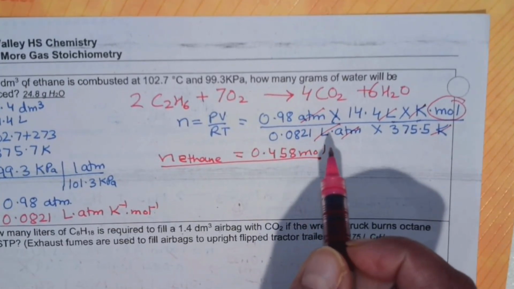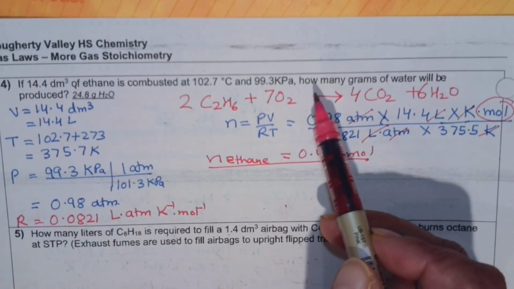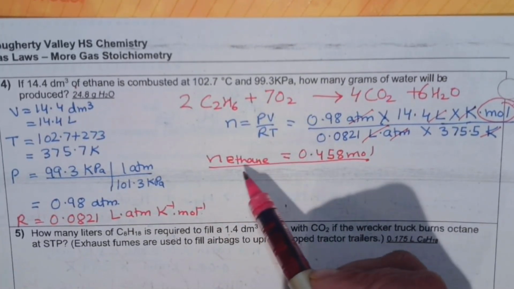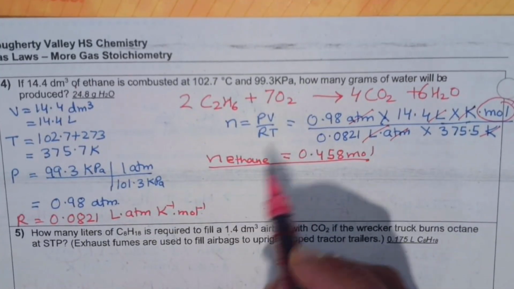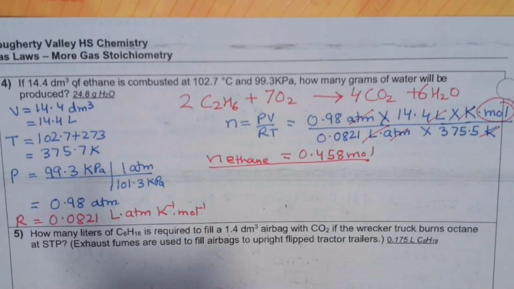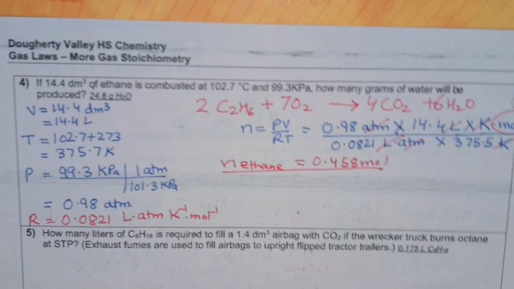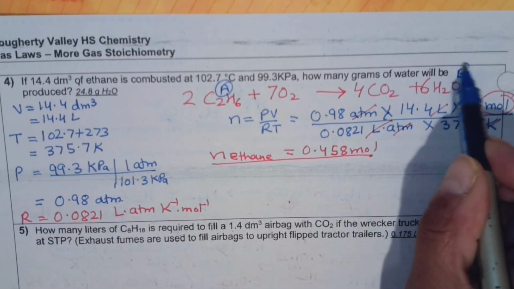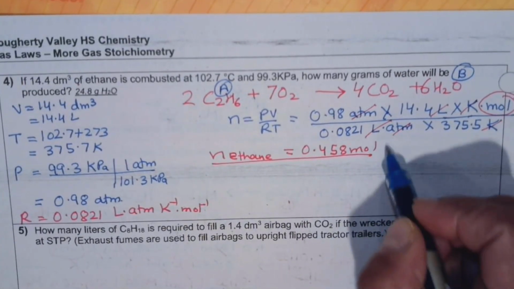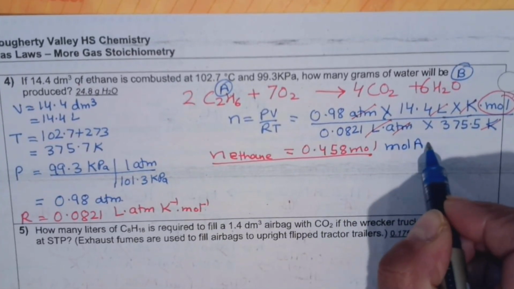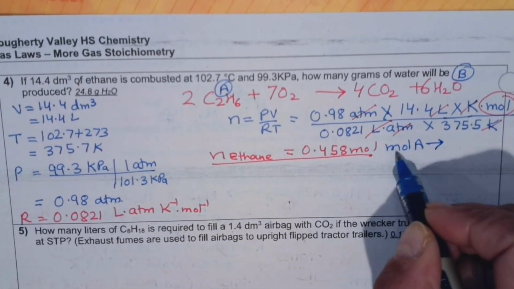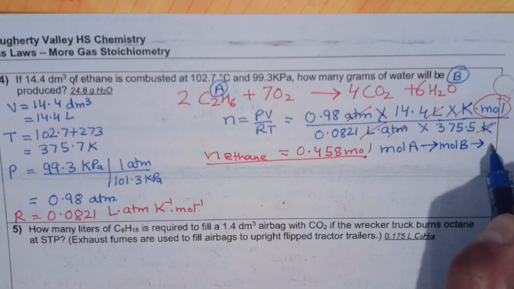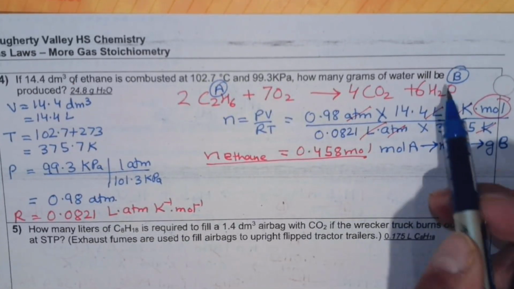But that's not what we need to solve for. We need to solve for how many grams of water will be produced, right? We already solved for moles of ethane. So let's convert moles of ethane, which is your A. So ethane is A, and you're solving for water, that is your B. So you're going from moles of A to grams of B. So convert moles of A to moles of B, then moles of B to grams of B, right? B is water.